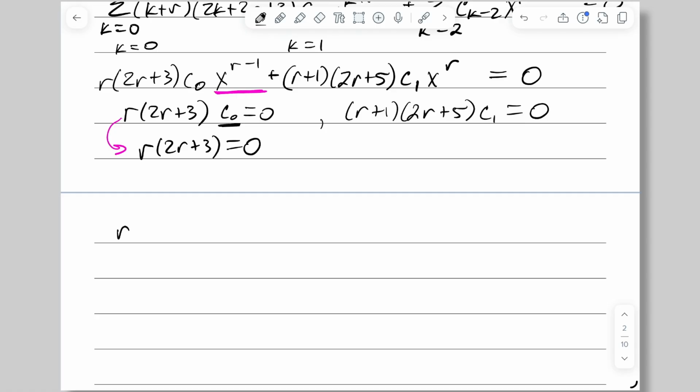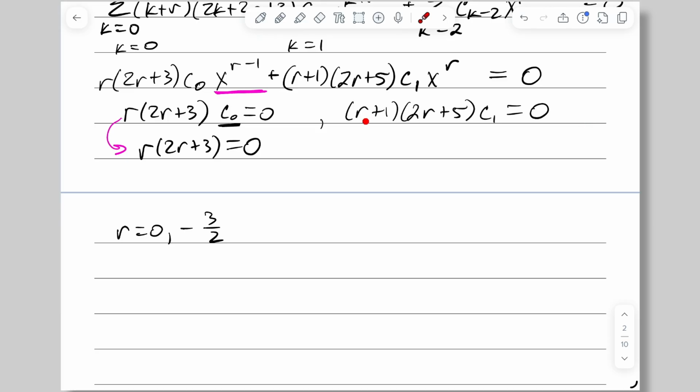Solving this, we get that r is equal to 0 or negative 3 halves. For a second order differential equation, we're never going to have more than two values for r, so we take that, we're going to run with it later. For now, I want to call your attention to the other equation that we have.